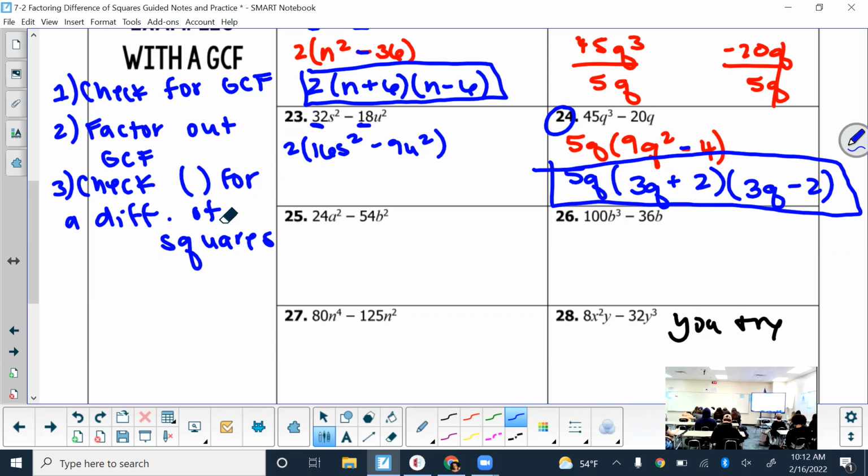Now you check for a difference of squares inside the parentheses. So is there a difference of squares in here? Yes, so use your difference of squares rules. What's the square root of 16s squared? And what's the square root of 9u squared? 3u. And then according to the rule, one parenthesis will have a plus sign, the other one will have a minus sign. So questions on 23?